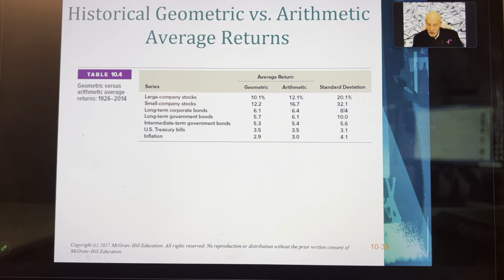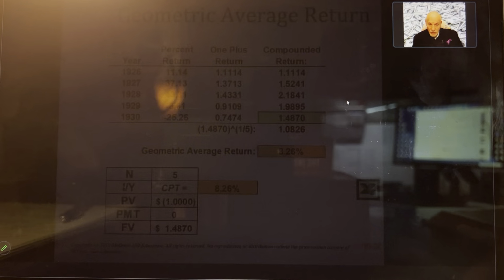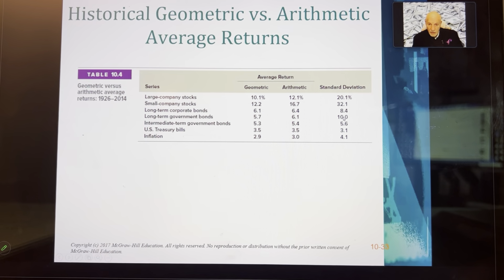So you should be somewhat familiar with this stuff, and then it just sort of restates what should be relatively simple to understand, that small company stocks have a greater return, whether it's arithmetic or geometric, and they have greater standard deviation, i.e. they're more volatile. And they're more volatile than large company stocks. And large company stocks are more volatile than long-term corporate bonds, right? Which are more volatile than long-term governments, right?